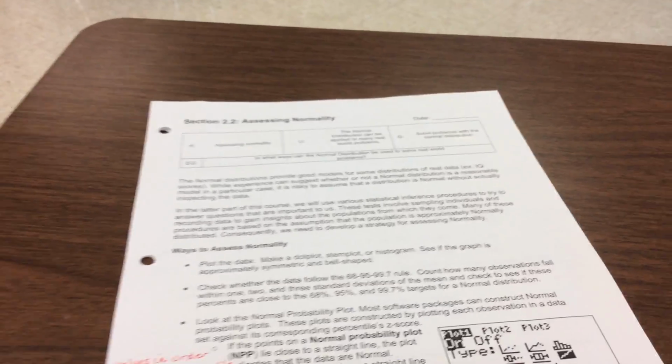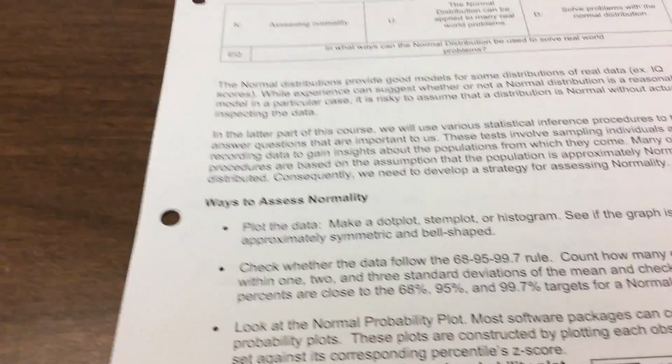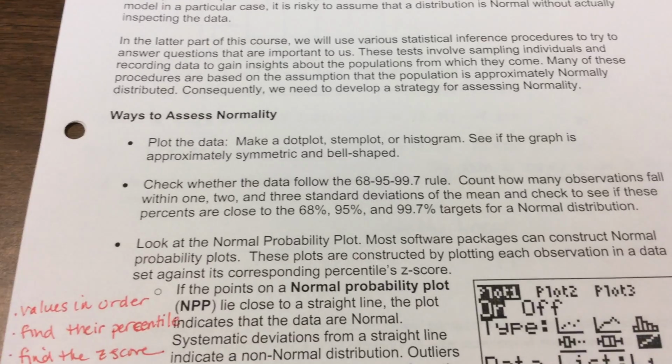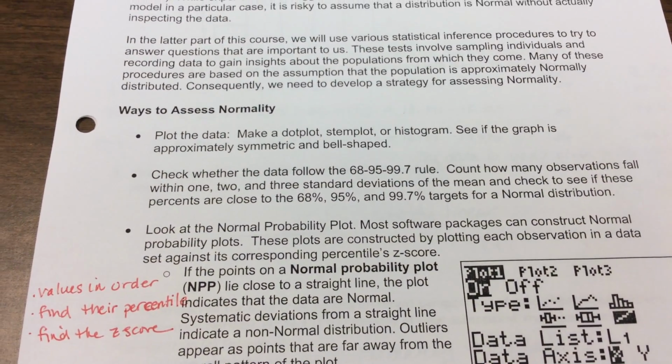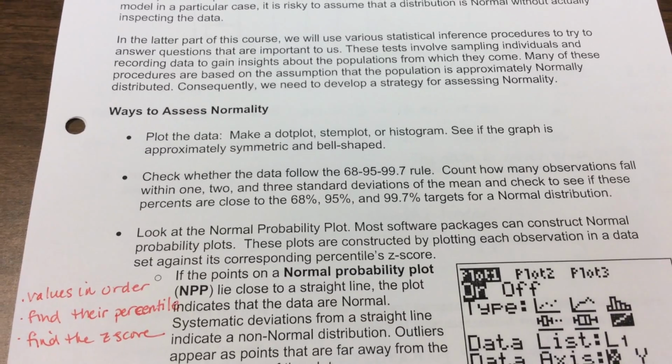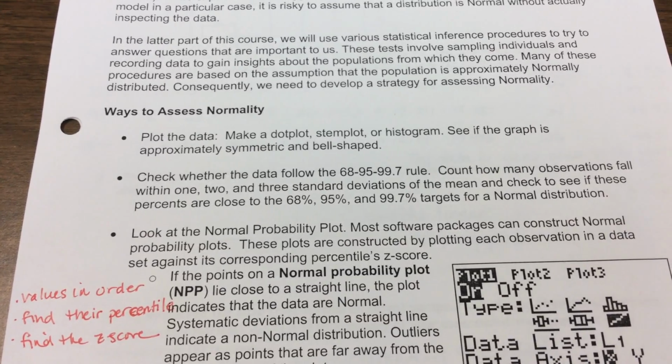There are three ways that we can look at that. One is that we'll just plot the data. We'll make a dot plot, a stem plot, or a histogram. I'm going to show you how to do the histogram, and then we'll look at the histogram to see if it's approximately symmetric and bell-shaped.